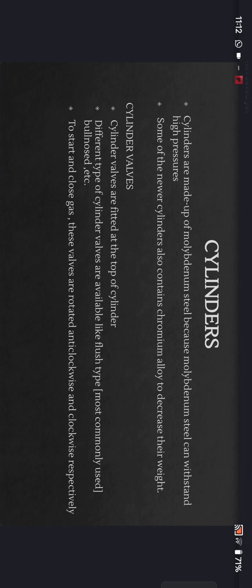Then cylinder valves. Cylinder valves are fitted at the top of the cylinders, and different types are available, like flush type and bullnose. Flush type valves are open-close type. If we rotate clockwise it opens, and anti-clockwise it closes. This type of valve is commonly used in the cylinders in the manifold room.